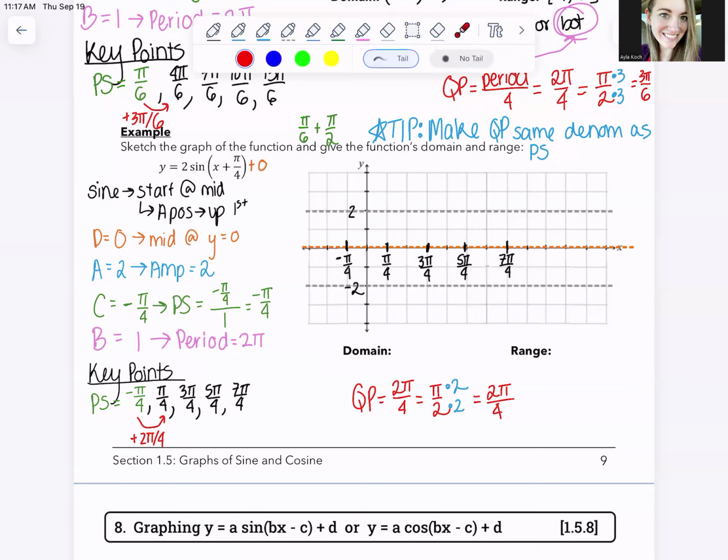All right, we already said we are sine, so we're starting at the midline, and we're going up first because A is positive. So my first important x value, negative pi over 4. I'm going up first, so I go to the next one, which is pi over 4, all the way to the top, and now I'm going all the way down. And then back up again, and boom. The domain on this will be negative infinity to infinity, and the range goes from -2 to 2.